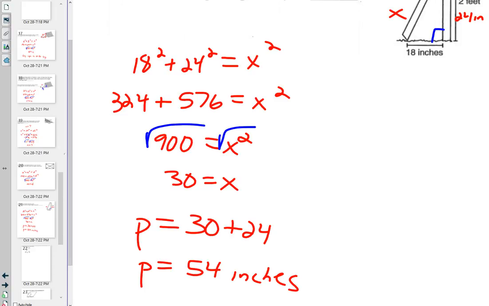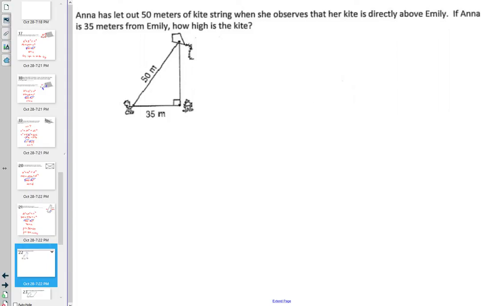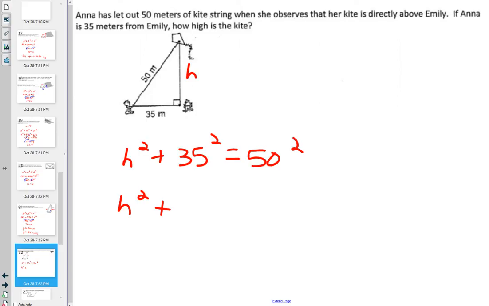Alright, we can do a few more. Thank you, Hattie. Hey, look, we're flying a kite. Anna has let out 50 meters of kite string. Yeah, check the units. They're both meters, so that's good. If Anna is 35 meters from Emily, how high is the kite? So we want to know the height h. It is a leg. So I'm going to say height squared plus 35 squared is equal to 50 squared. Height squared plus 1225 is equal to 2500.